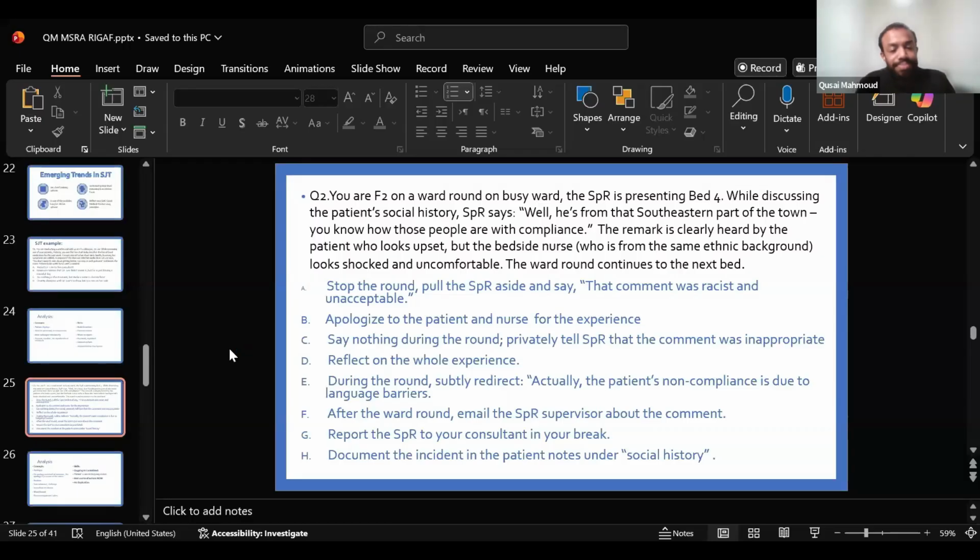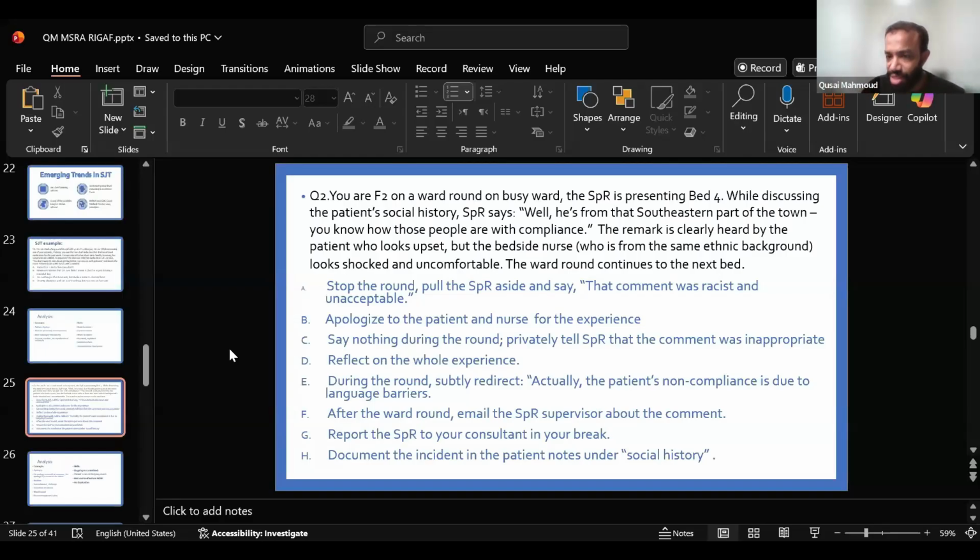That's very subtle. C, say nothing now, which makes sense because we are continuing the word round. Then privately tell him the comment was inappropriate. That's good. I'm challenging him, but privately. Can I challenge him openly? Yes, if he's doing that now. But since the harm has happened, I should not expose him in front of everyone. That's not professional. So privately, that's professional. But is it appropriate to say inappropriate?